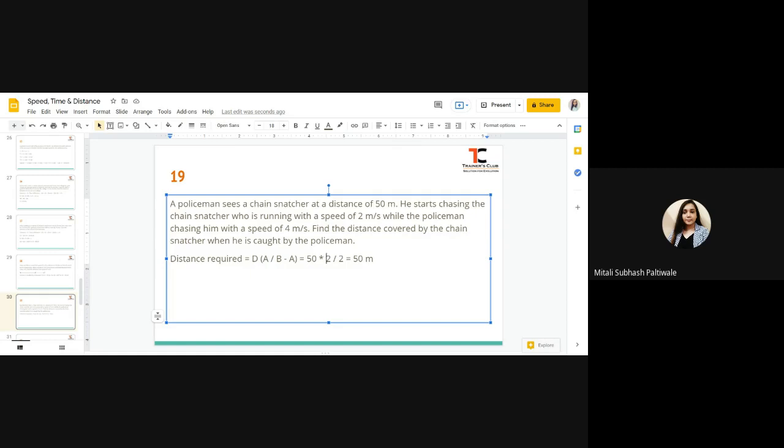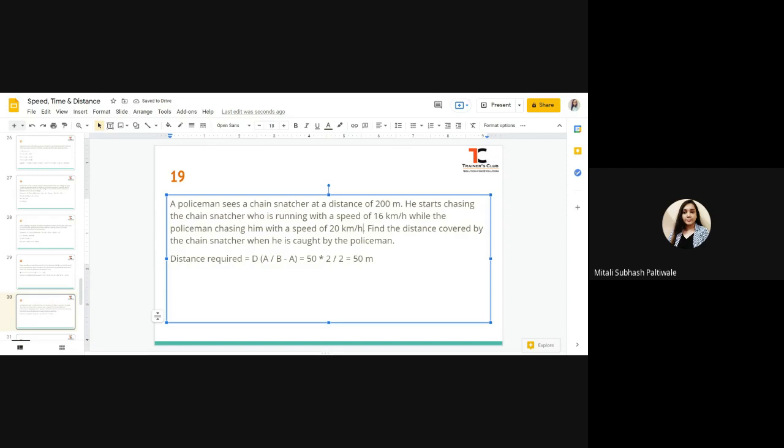Look at this. If the values are quite different, like this is 200 and the speed of the chain snatcher would be 16 kilometers per hour, 8 minutes. And here he is having a speed of 20 kilometers per hour. Then in that case, how would we be finding out?